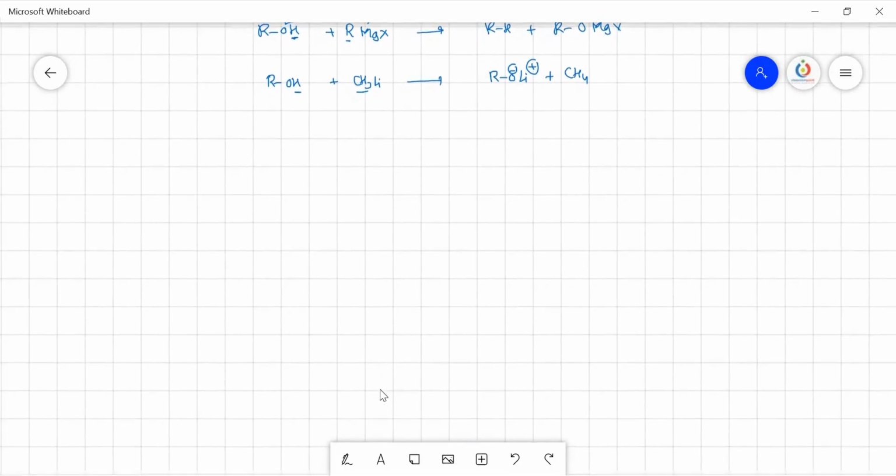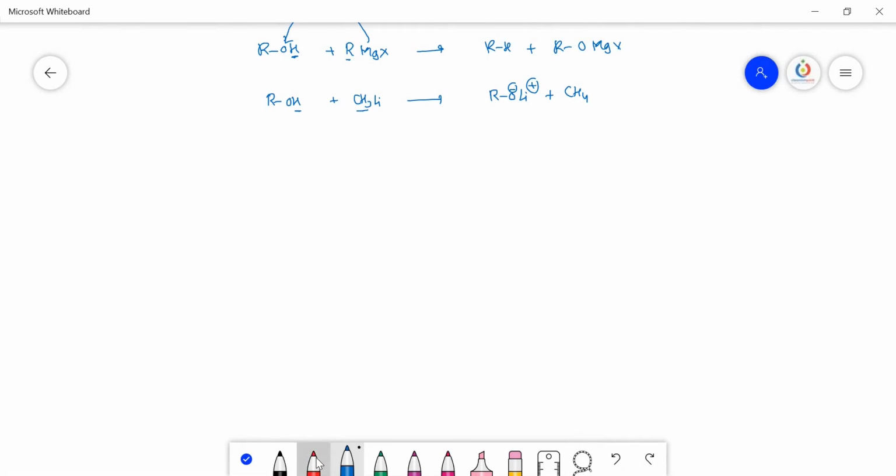Now let us take the reactions of the alcohols. Now I am going to discuss one of the most important concepts of the alcohols. Generally, you don't get this type of discussion anywhere. So, reaction of the alcohols with acids.